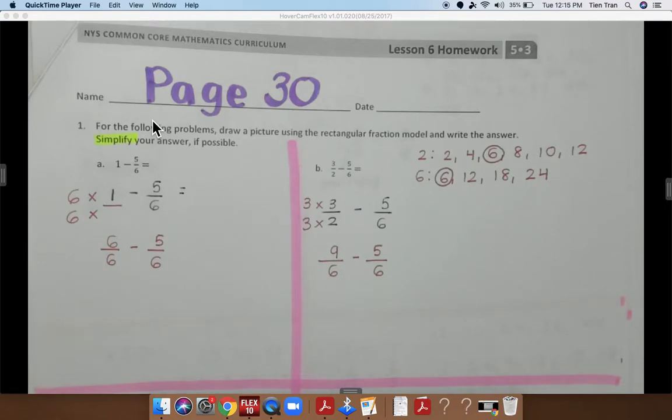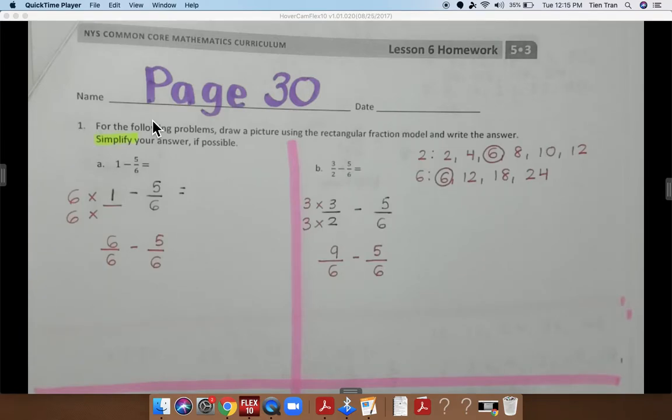We are on page 30, lesson 6. Make sure you are turning to the correct page number. So, for the first question we have here, it says for the following problems, draw a picture using the rectangular fraction model and write the answer. Simplify your answer if possible.